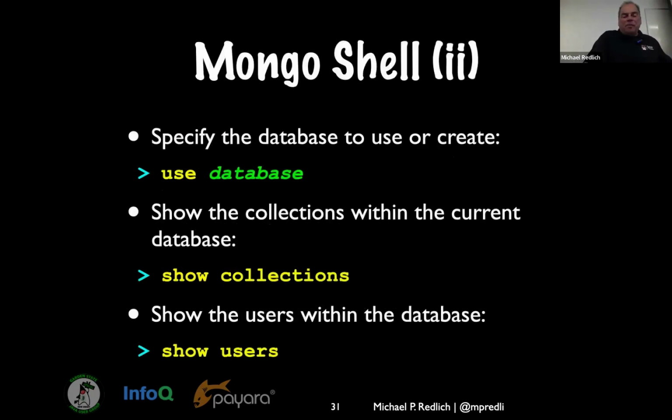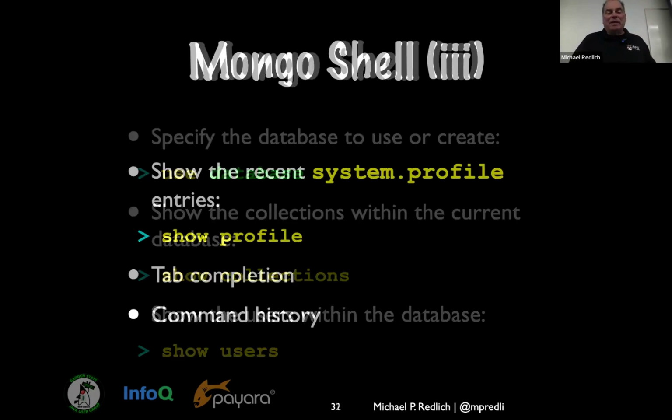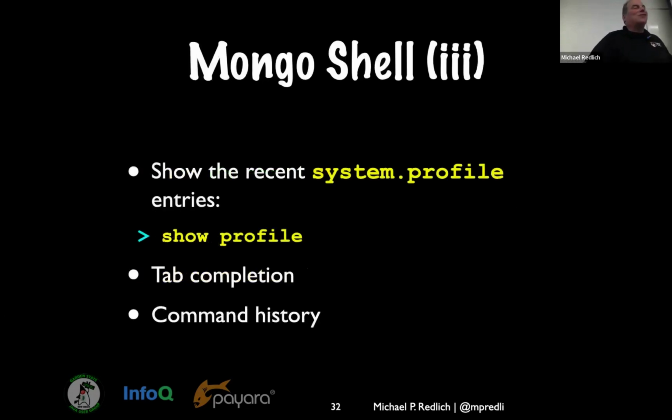All right, and then you'd use the use keyword and the database name to specify a database or create. So if you'd said use Fred as a database and Fred didn't exist, it creates it for you. And then if you have any data in there, that would be a collection. So you do show collections, and that gives you all that. And then if you have users, then you can create those users and you can see them as well. And there's a system profile. You can show that. That's just all internal stuff, right? And then there's tab completion and command history, which is very useful.